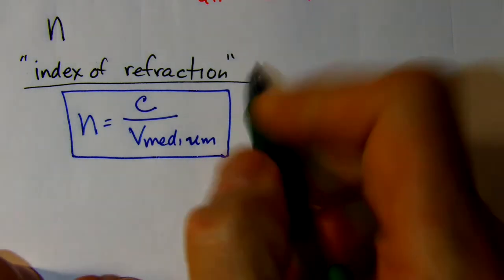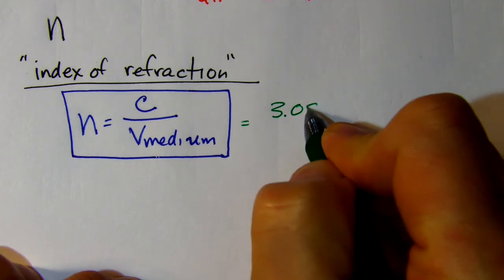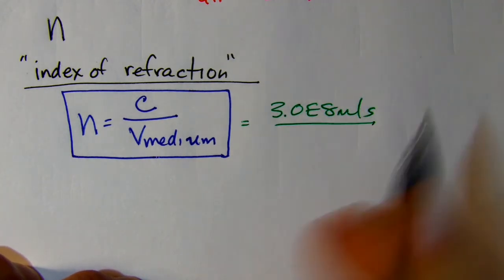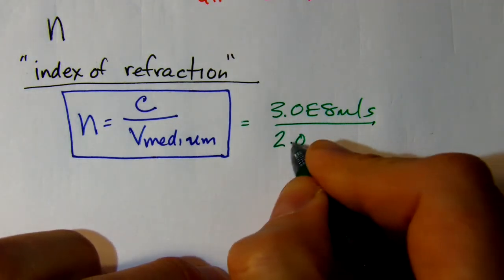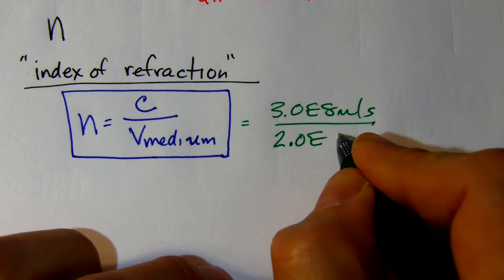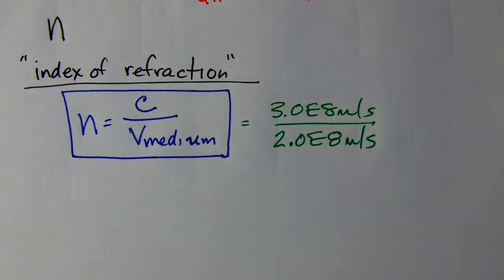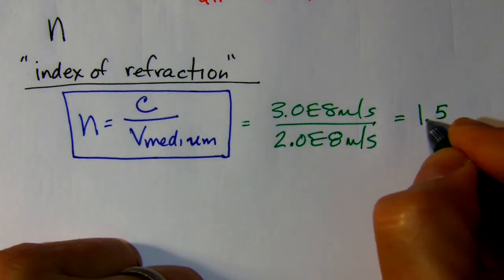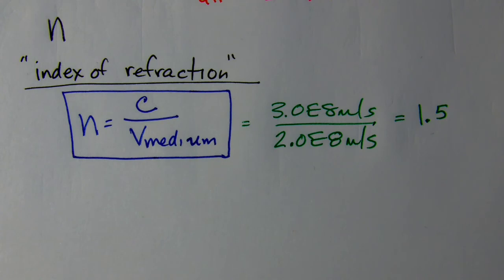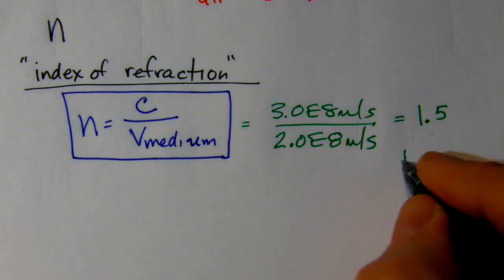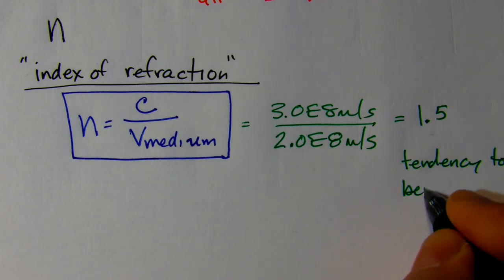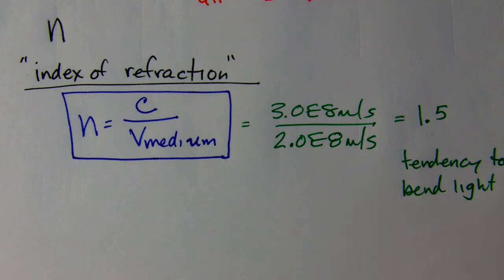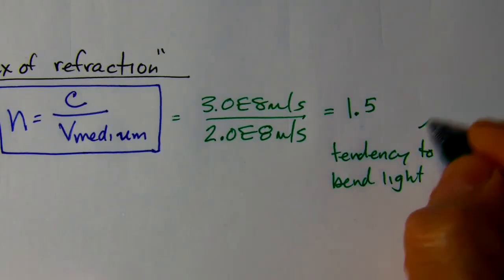And so we could say, if I had the speed of light, 3 times 10 to the 8th meters per second, well, we could go with glass. And glass, probably, it's not wrong to say it's 2 times 10 to the 8th meters per second. Well, that's pretty easy math. That's just an index of refraction of 1.5. Okay, now we could say its tendency to bend light, right? I mean, we could. The tendency to bend light.